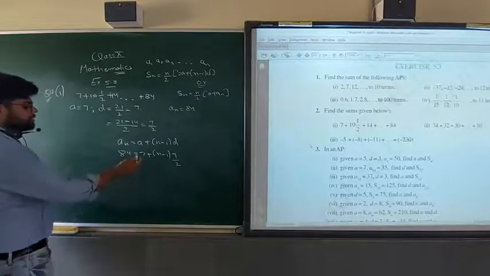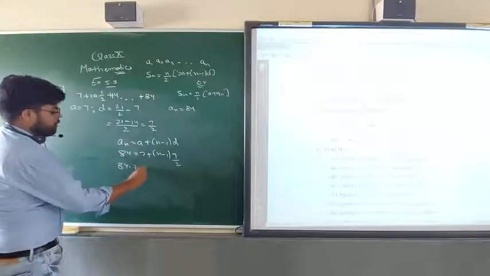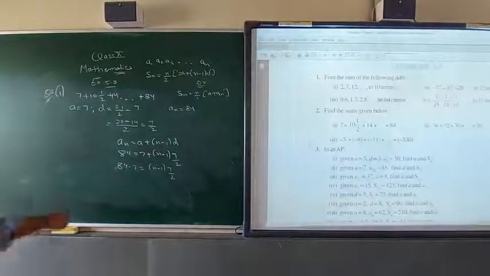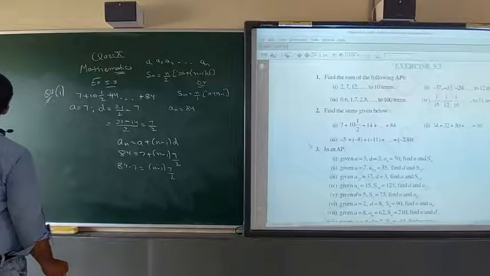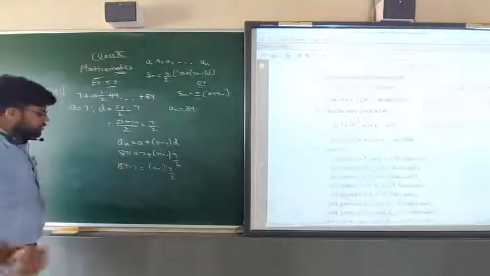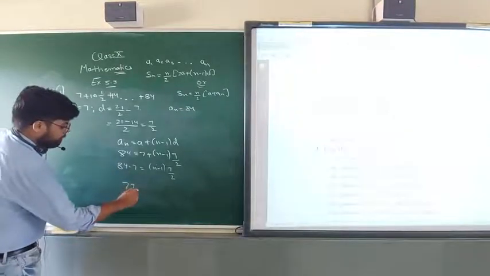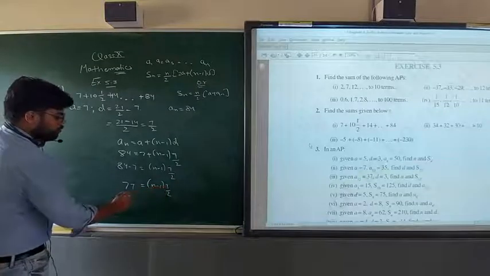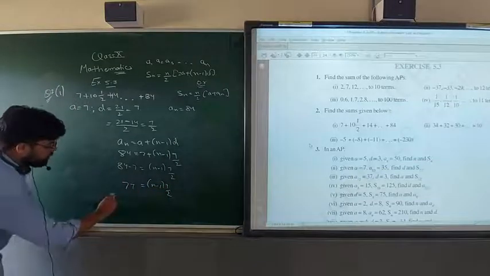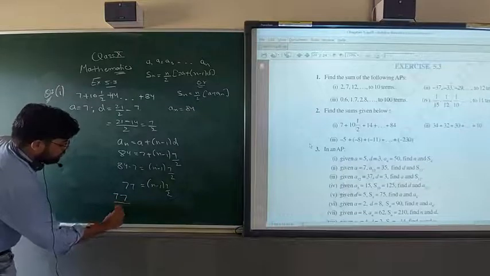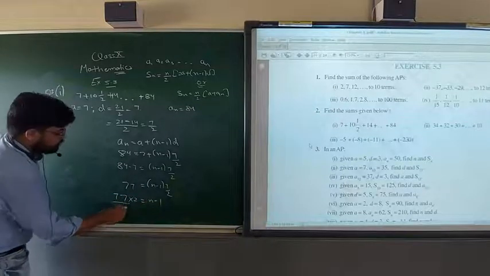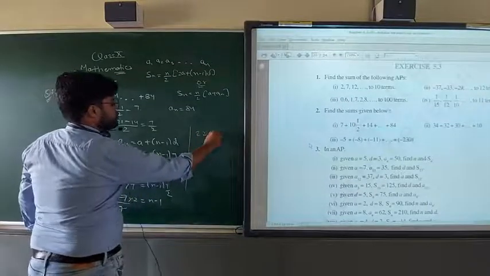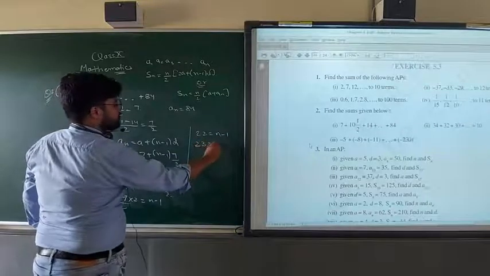Now 84 minus 7 equals (n minus 1) times 7/2. So now it will be 77 equals (n minus 1) times 7/2. Now 7 will go down and 2 will go up. So what we get? 77 divided by 7, multiplied by 2, equals n minus 1. So it will be 11. 11 twos are 22. 22 equals n minus 1. It will be 23 equals n.